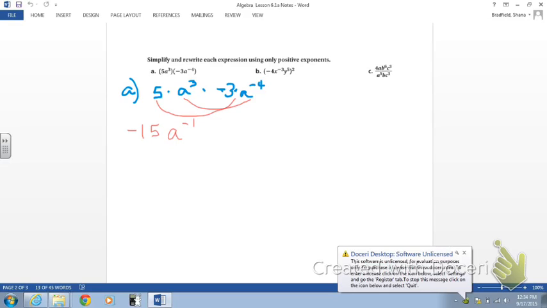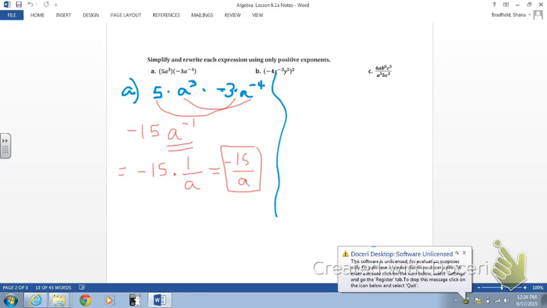And you can see that we have a negative exponent there on the a. So we have to go back to our properties and look and see what that means. That means that we're going to take the reciprocal of a. So that's equal to negative 15 then times 1 over a. And that product is negative 15 over a. So there's our answer to a.